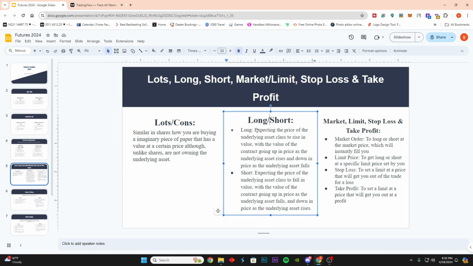So now looking at long or short, these terminologies can be used for stocks or options, but most people say buy or sell. For futures, these are the commonly used terms. When someone is saying long, or you're planning on going long, you're expecting the price of the underlying asset class to rise in value, with the value of the contract going up in price as the underlying asset rises, and down in price as the underlying asset falls.